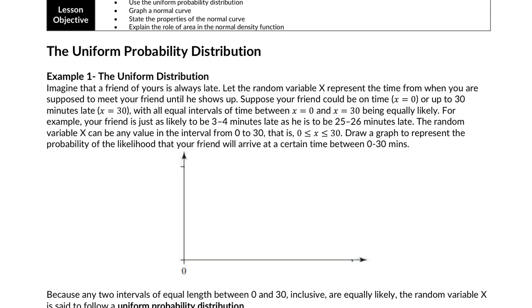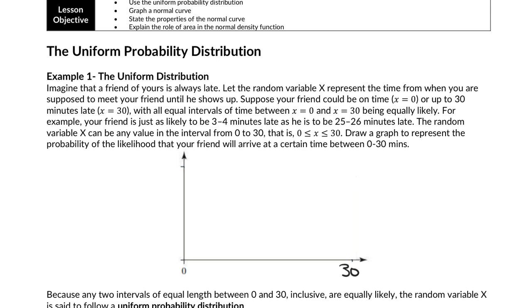Notice that we could be like 0.5 minutes late. We could be 0.0375 minutes late. So this is now a continuous variable because we can't just have these distinct or discrete numbers. We're going to draw a graph to represent the probability of the likelihood that your friend will arrive at a certain time between 0 and 30 minutes. So here's 0 minutes, here's 30 minutes.